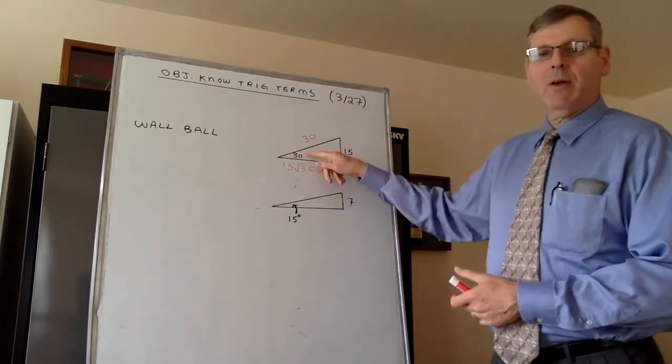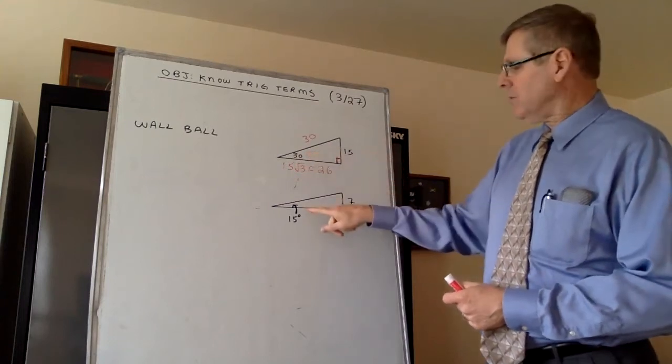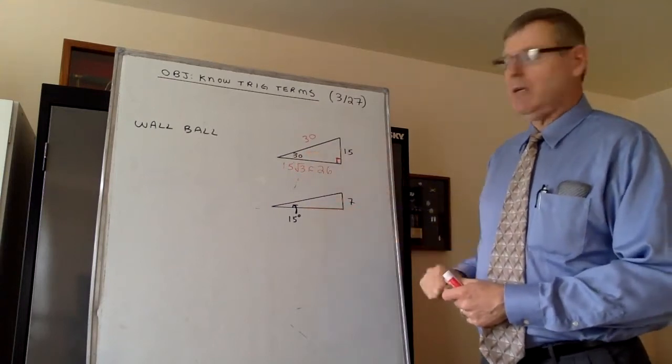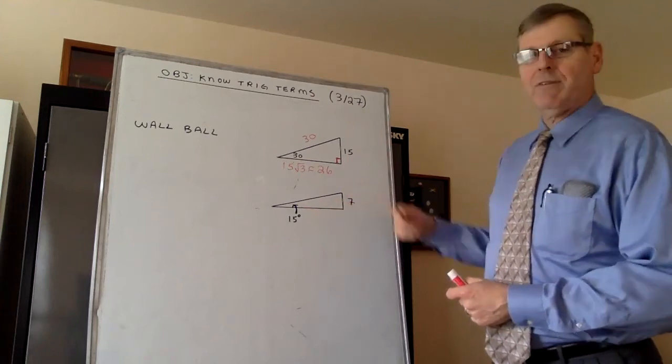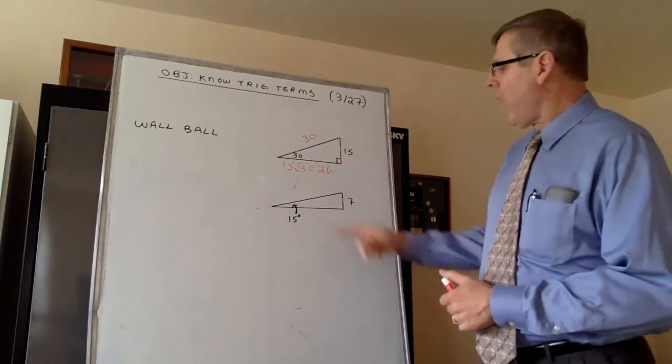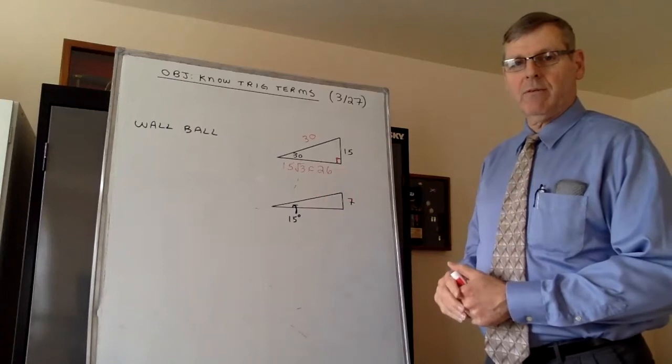But suppose I don't throw it at a 30-degree angle. Suppose I throw it at a 15-degree angle, and it only goes 7 feet up the wall. Now, how far did the ball travel?